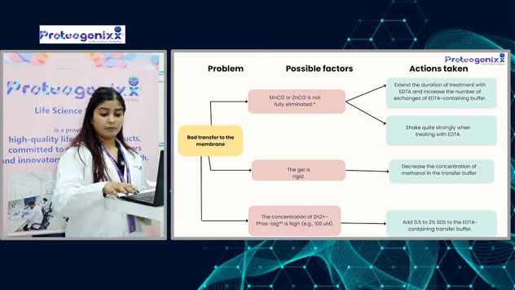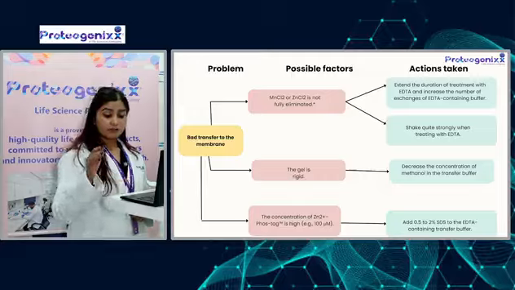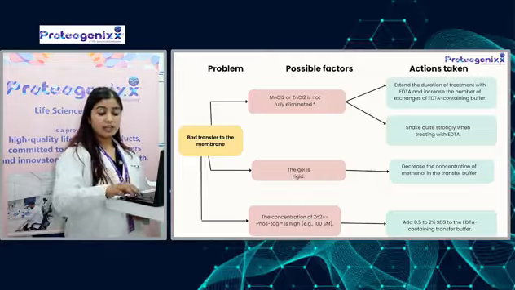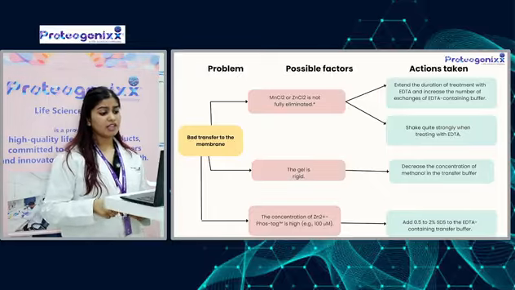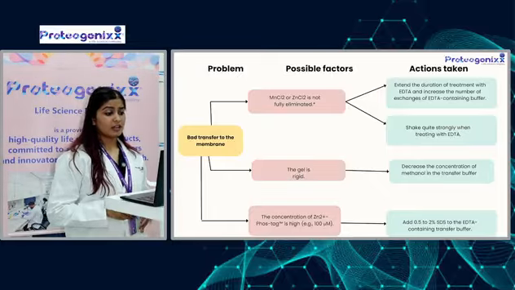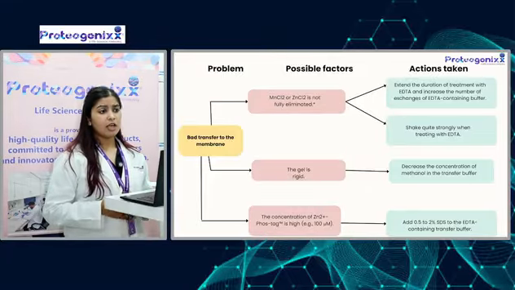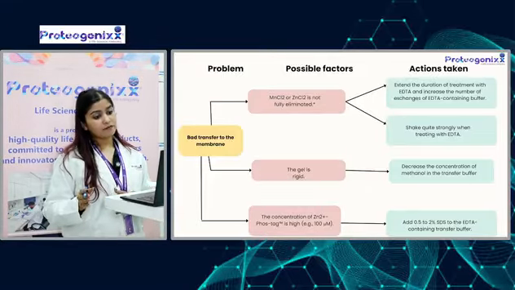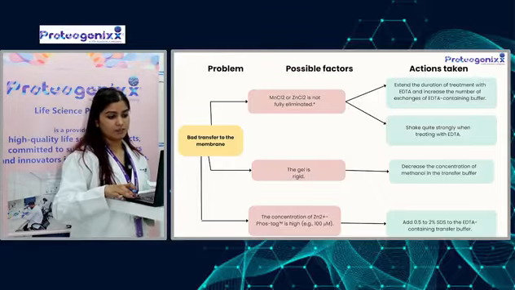Another problem for bad transfer is that your gel can be too rigid. To eliminate that, you can decrease the concentration of methanol in the transfer buffer. And when you are using zinc Phos-tag, and when the concentration of zinc Phos-tag is high, around 100 micromolar, always remember to add 0.5 to 2% of EDTA-containing SDS to your EDTA-containing transfer buffer.